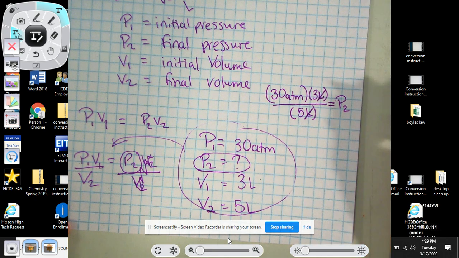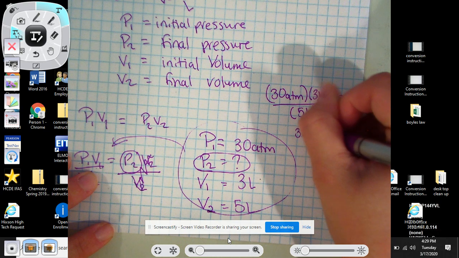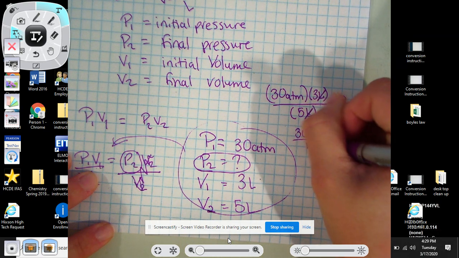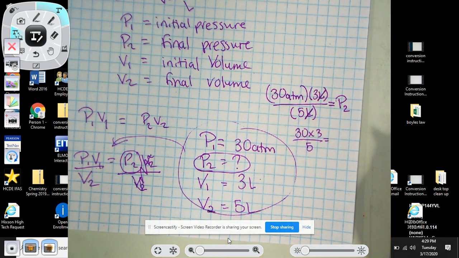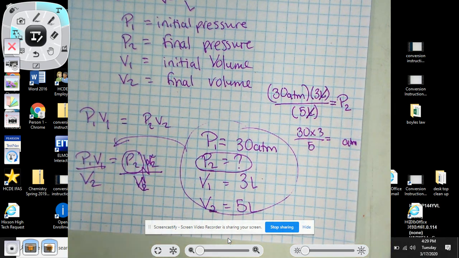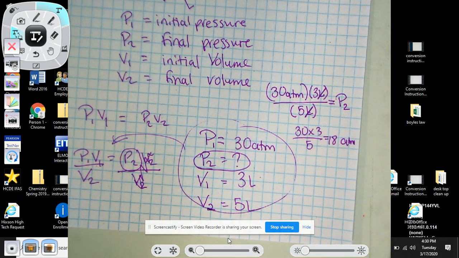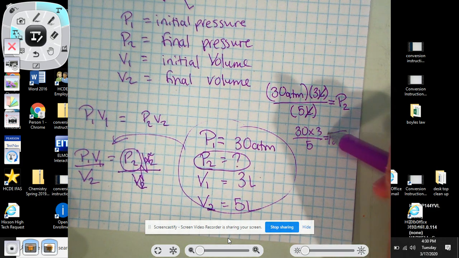And so when I do that, it's going to be 30 atmospheres times 3, so 30 times 3 divided by 5, and my final answer is going to be in atmospheres. So when I do that math, I do 30 times 3 divided by 5, which is going to give me 18. So the final pressure is 18 atmospheres.